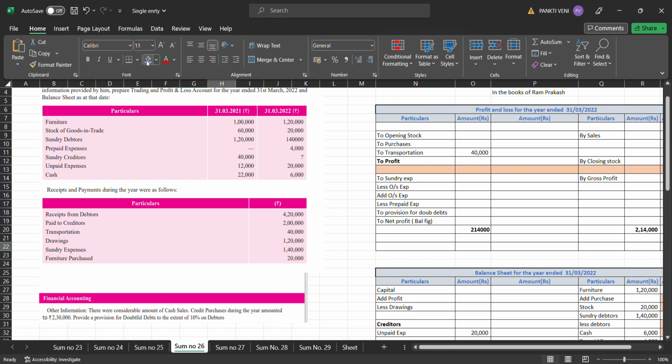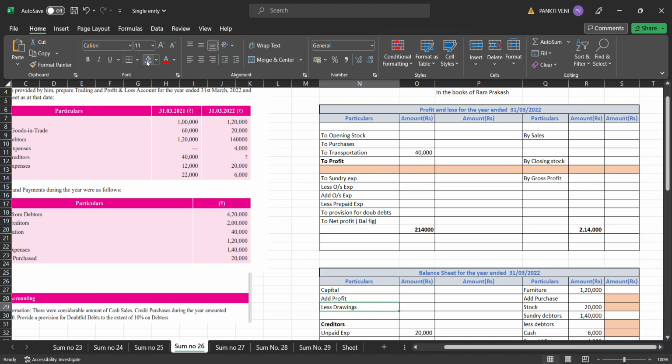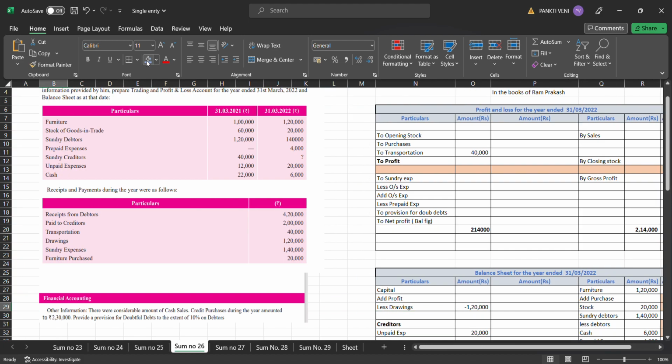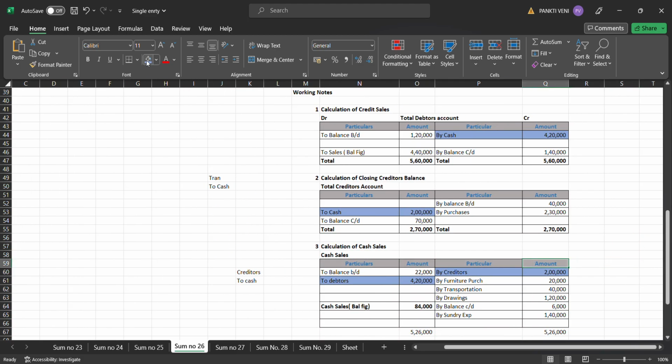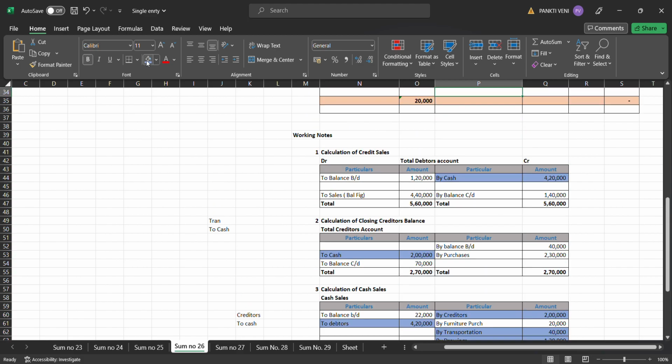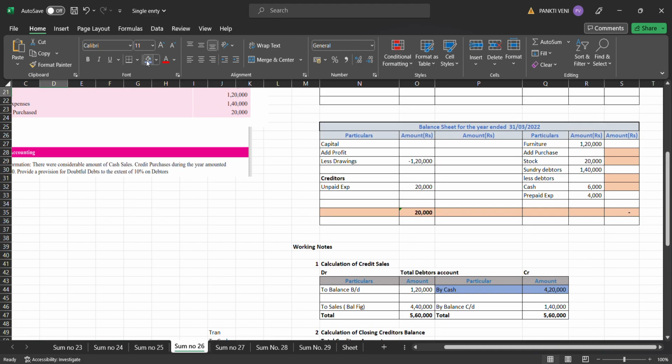Then we have drawings. Similarly, drawings will form part of your balance sheet. Drawings is 1,20,000, and the drawings entry will be there in cash also by drawings. So this much part is done. Transportation and drawings I have recorded. Now let us go for the next.